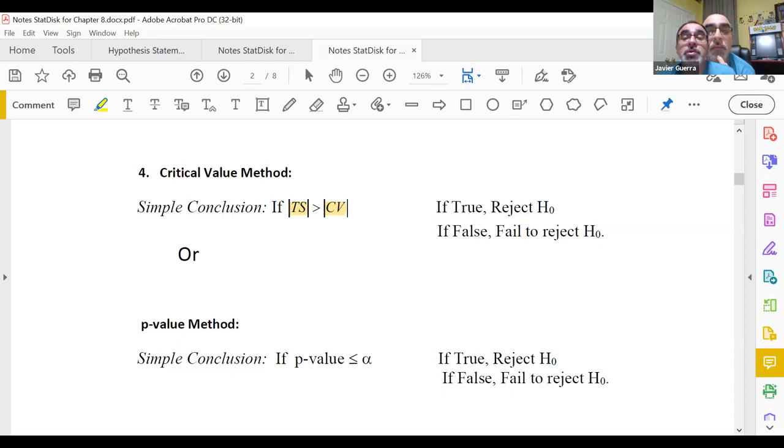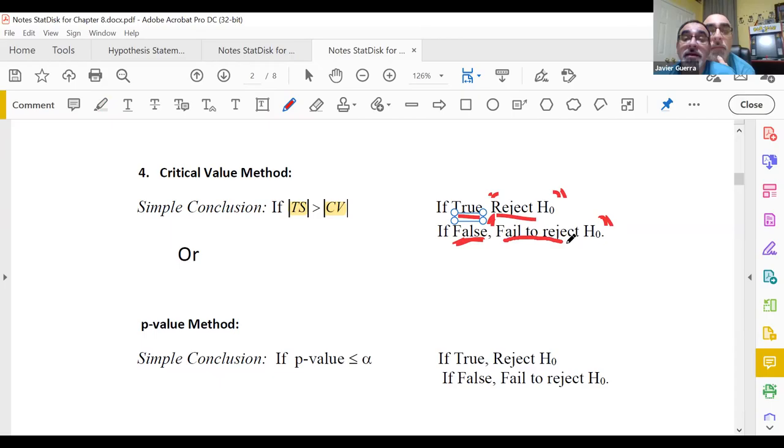But what you're going to do is you're going to plug in the numbers inside the absolute values. And what happens is both numbers come out positive. So you want to know if the left number is greater than the right number. If it's true, you write down reject H0. If it's false, you are going to write fail to reject. All right, so either this statement is true or false. If it's true, you write that. If it's false, you write that.